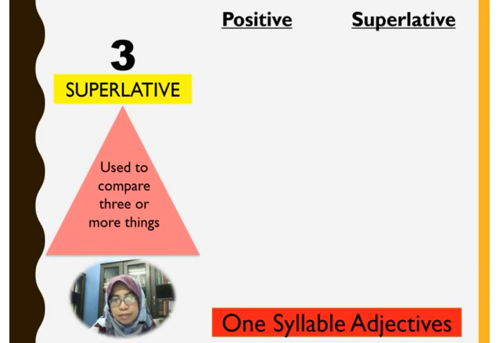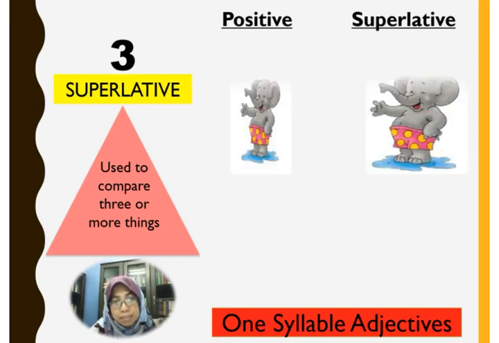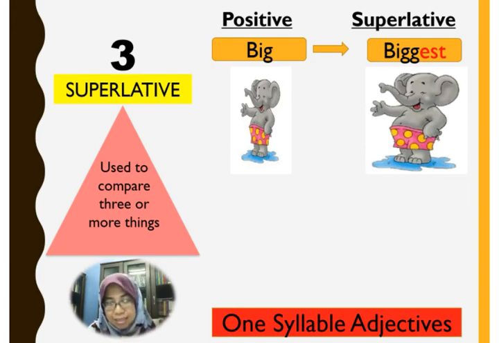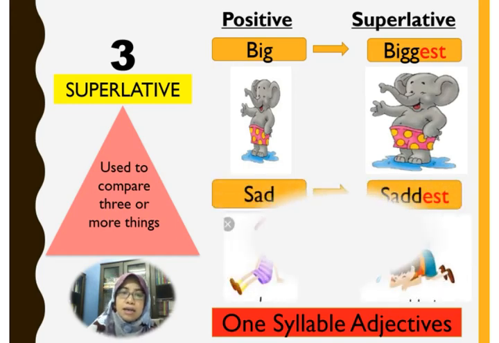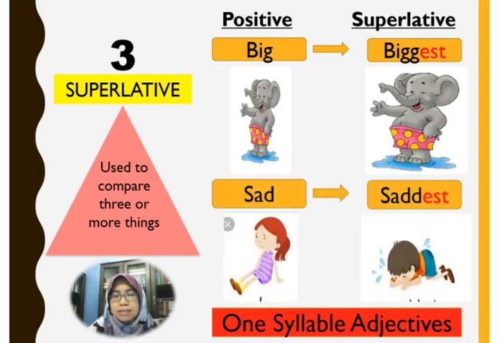Okay, same goes as in comparative previously. Not all the words we have to add -est. Bukan semua letak -est, ya. Only certain words, for example, for one syllable. Untuk satu suku kata. Big, biggest. Big, besar. Biggest, paling besar. You have to add -est. Sad, sedih. Saddest, sangat sedih. So you have to add -est.